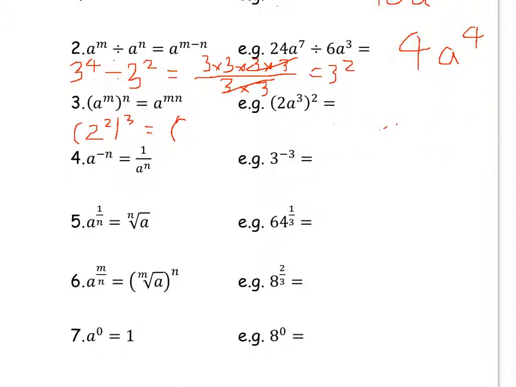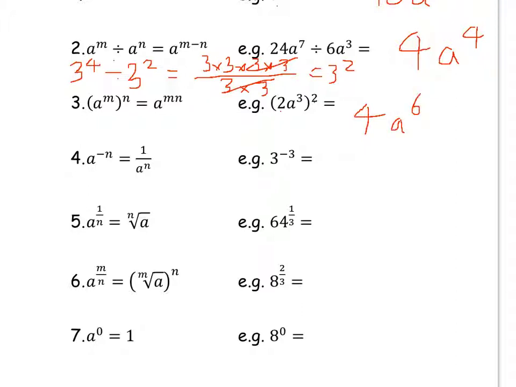Right, next question. It says 2a cubed all squared. Here it's really important that you square the 2 first, because a lot of people forget to do that. So 2 squared is 4, and then a cubed all squared is a to the power of 6.